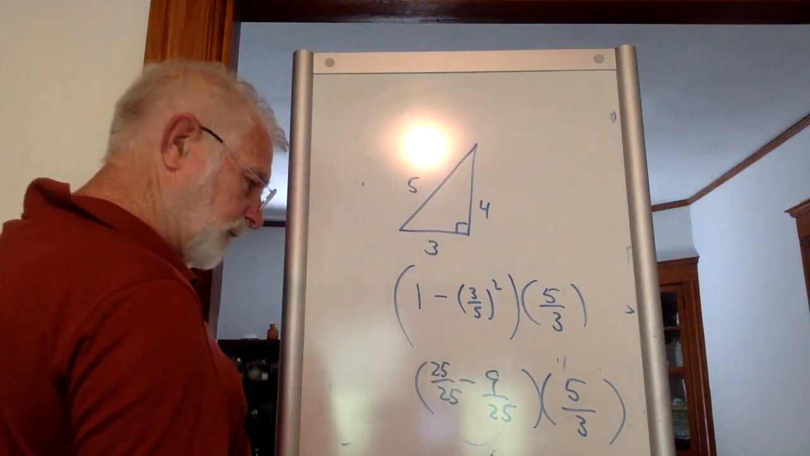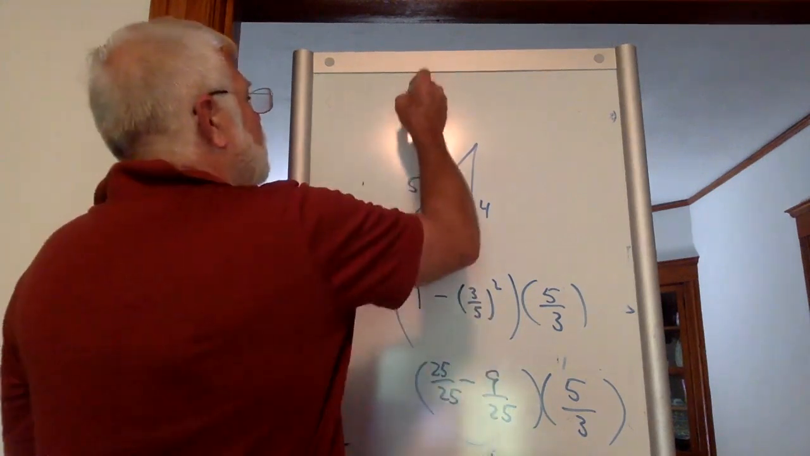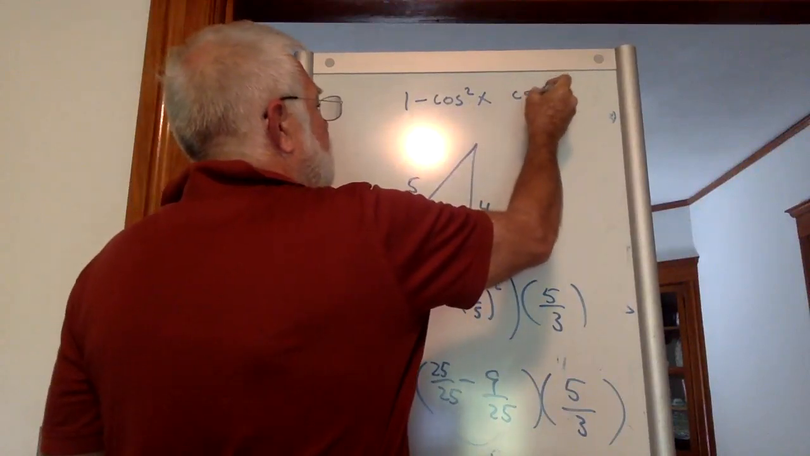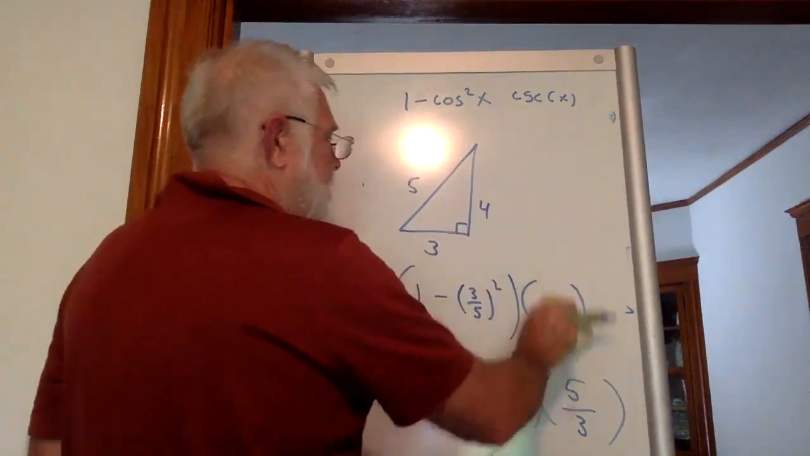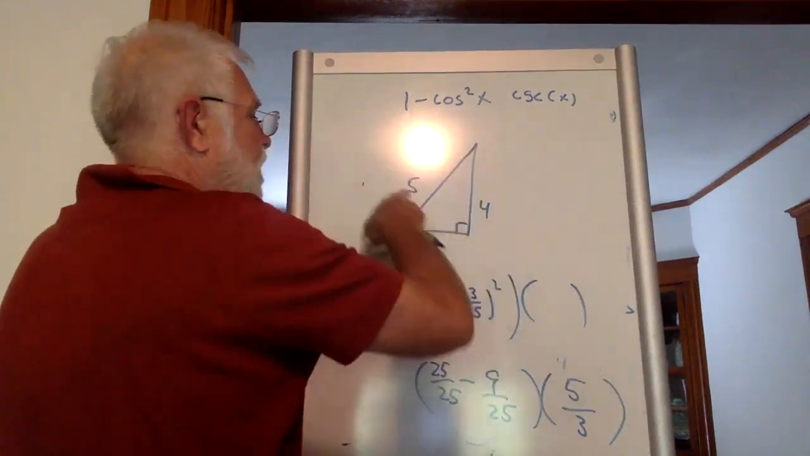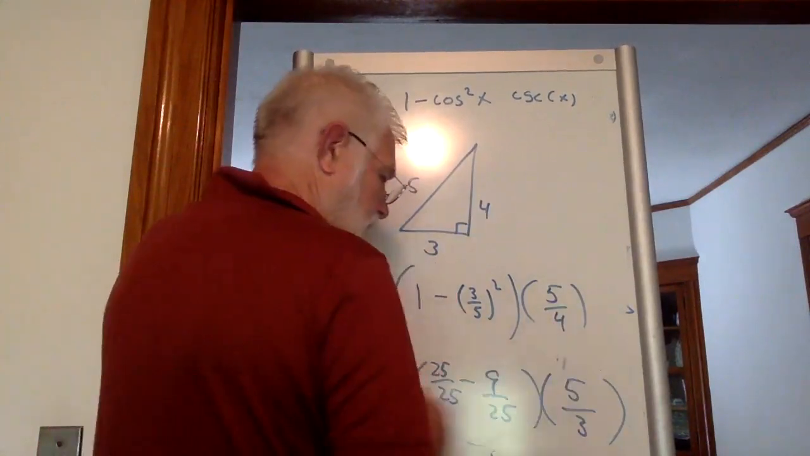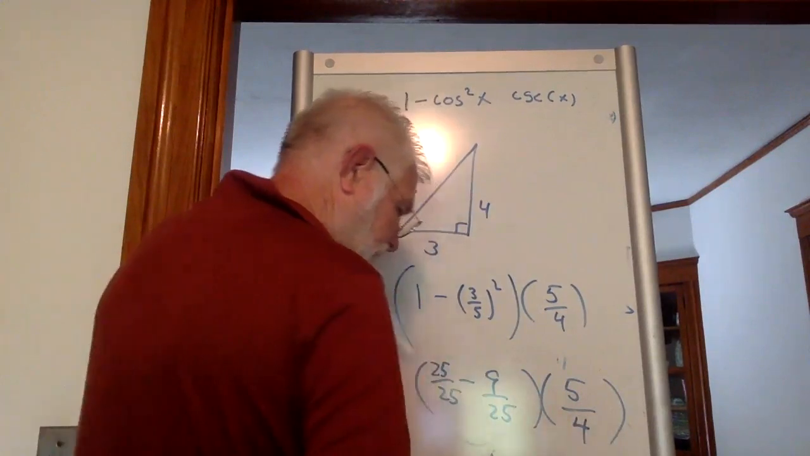I don't like this. I did something wrong. Gonna have to go back and do it all over again. Let me write it here. 1 minus cosine squared x times cosecant squared x. Yeah, I made that mistake. It's not 5/3. Cosecant is the reciprocal of sine, which is 5/4. All right, talking about cosine and cosecant got me all fouled up there.